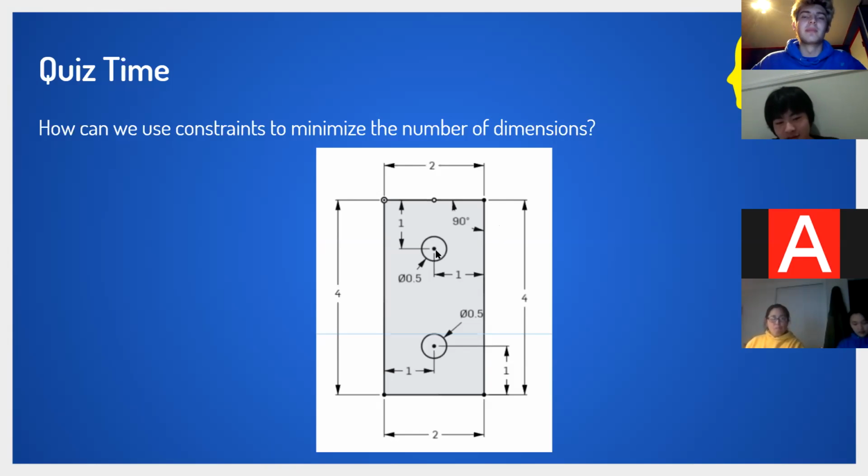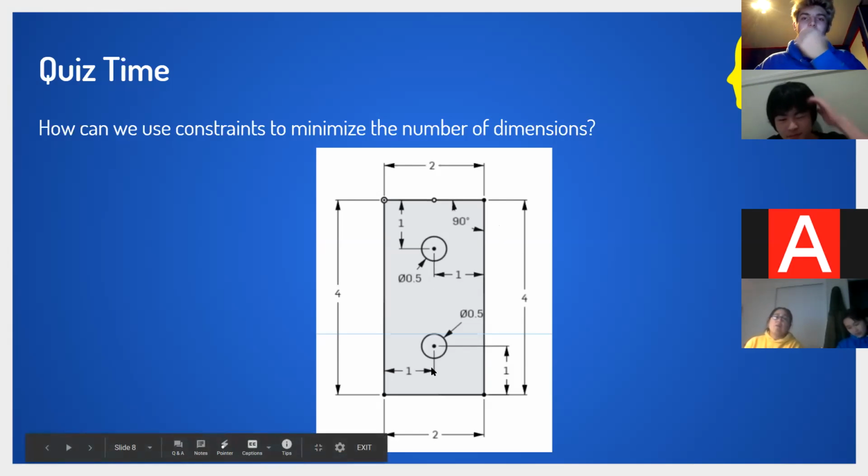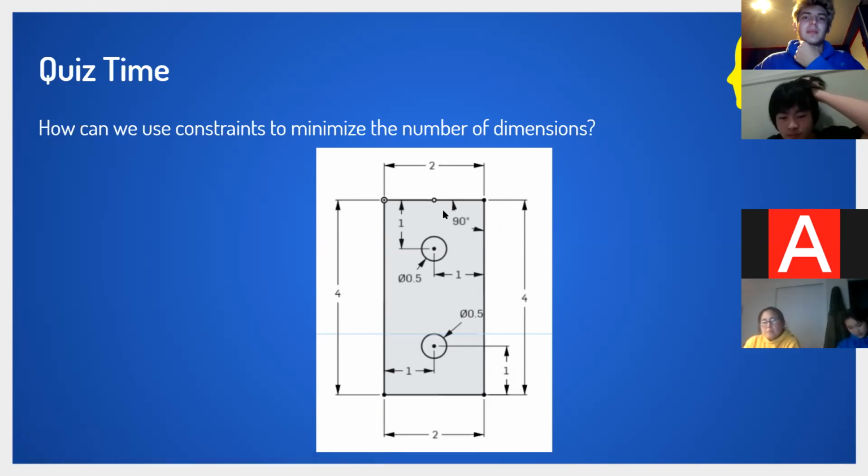Right, I can make a construction line, or I can make a constraint to make this vertical, or these two, or if this is mirrored, like Marcus said, then yes, we can make this vertical, so we wouldn't need this dimension right here. And we would probably still need to keep this one.